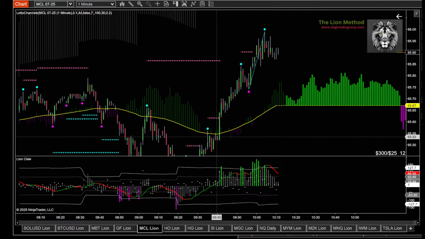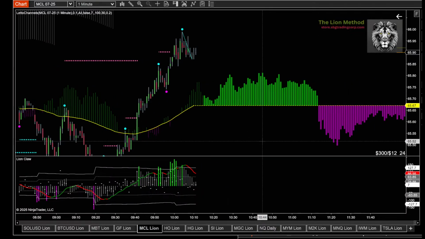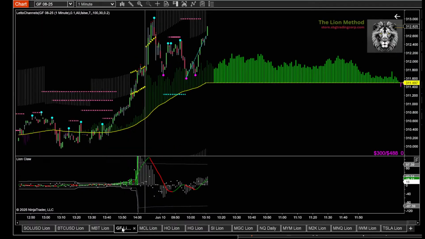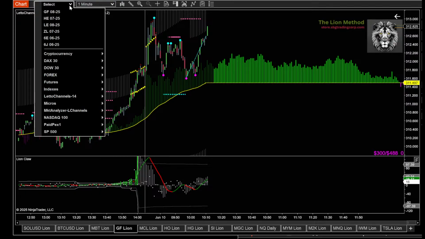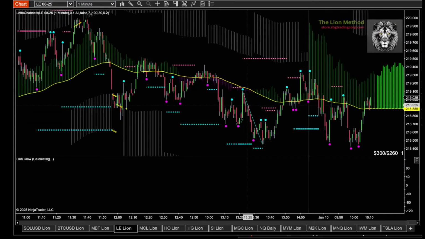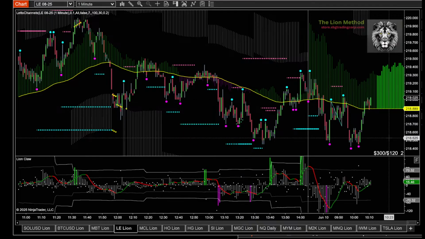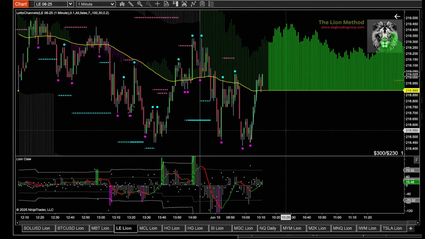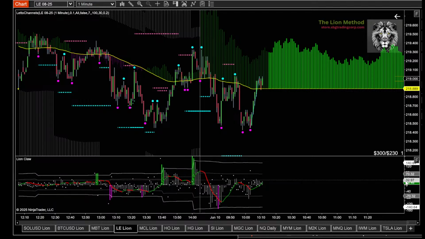Like, you know, here's negative. You see the little background, the magenta bars. But I'm not preaching this is the Holy Grail. Live cattle. Some back and forth action.